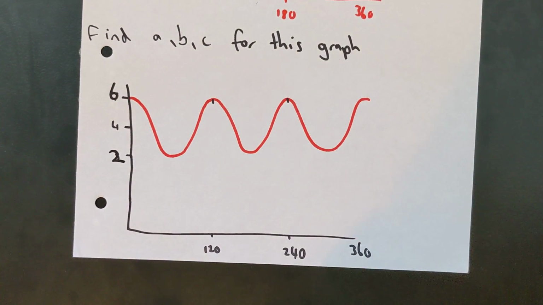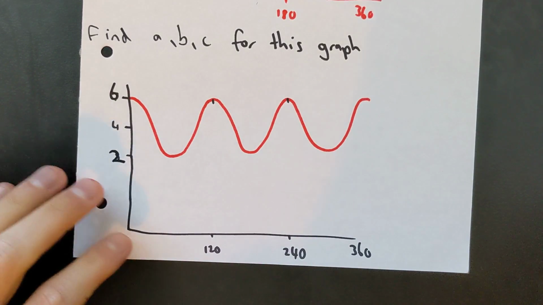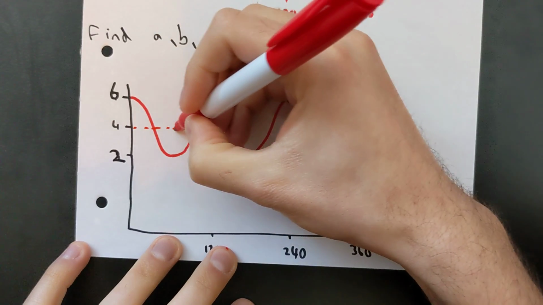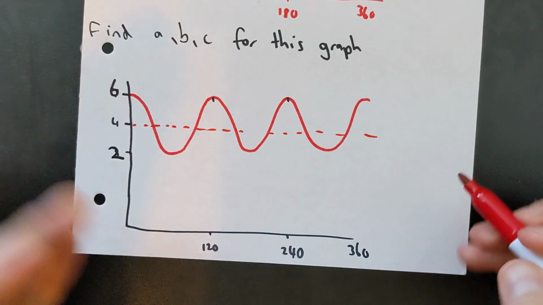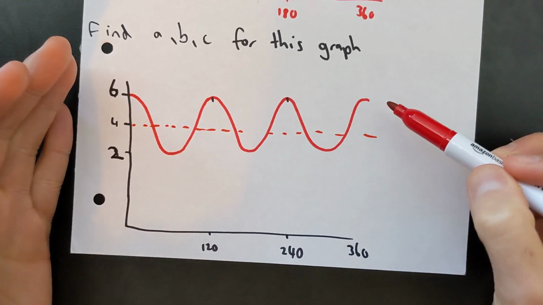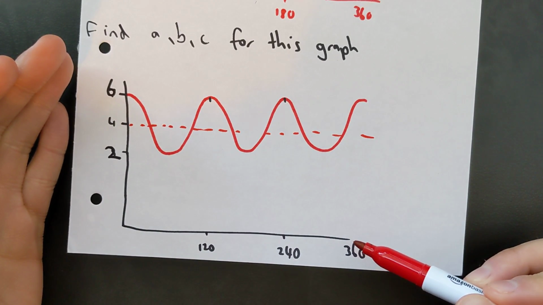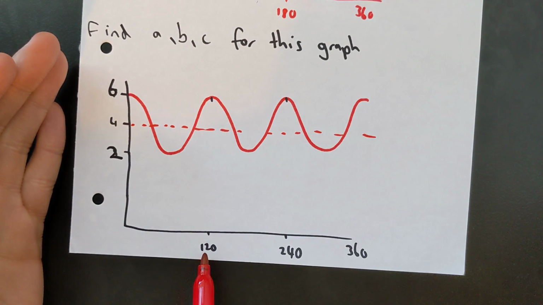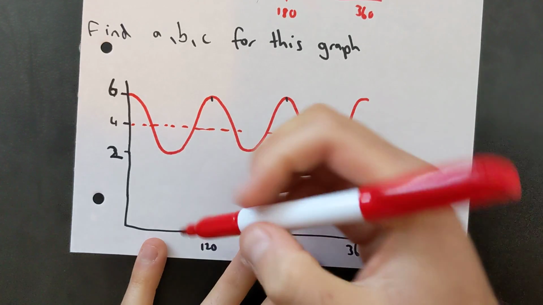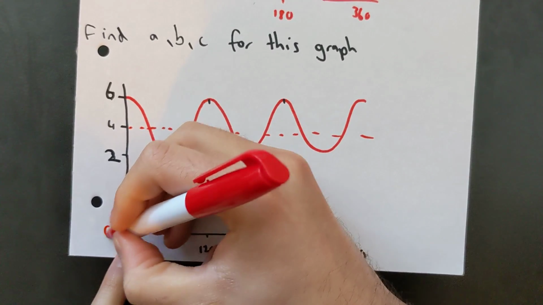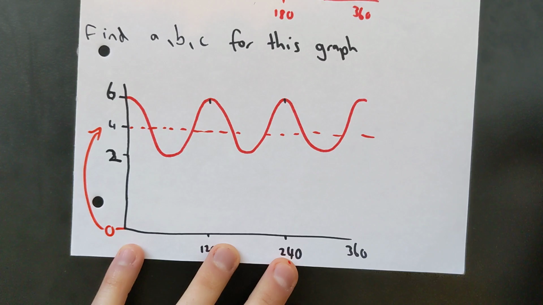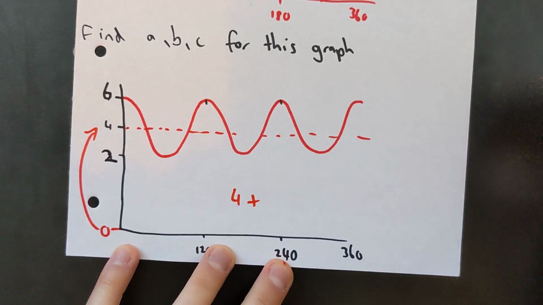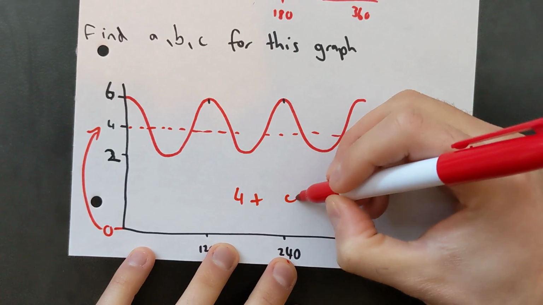So, here, I'm telling you the maximum of this is 6, the minimum of 2, and the center of it here is around 4. I'm also telling you that this time it does 3 full rotations around in 360 degrees. And that means 1 full rotation in 120 degrees. So here the center of it has gone from 0 up to 4. Well, that means that this is going to be 4 plus, again, something to do with cos.